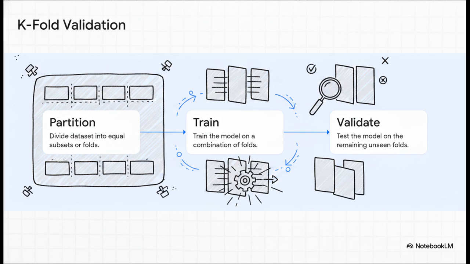First up, we partition our entire dataset into multiple equal-sized subsets, which we call folds. Second, we train our model on a combination of some of these subsets. And third, we validate or test the model on the remaining unseen subsets. We just repeat this until every single slice of data gets a turn being the test set.